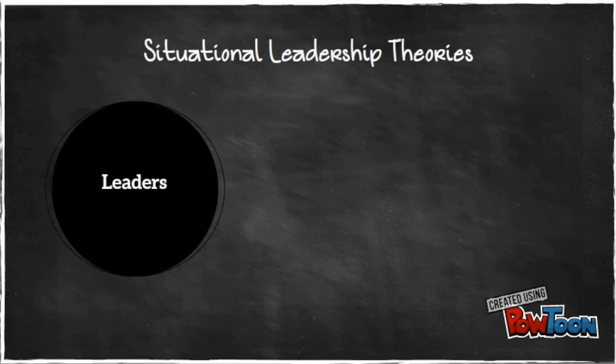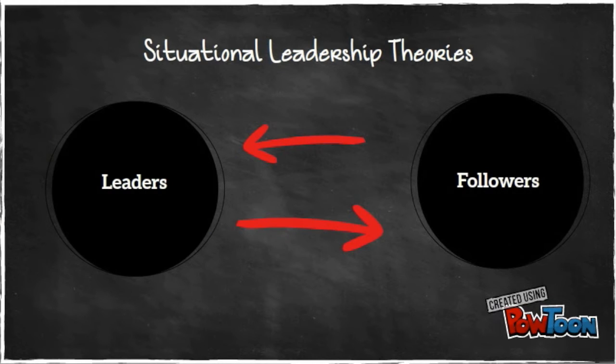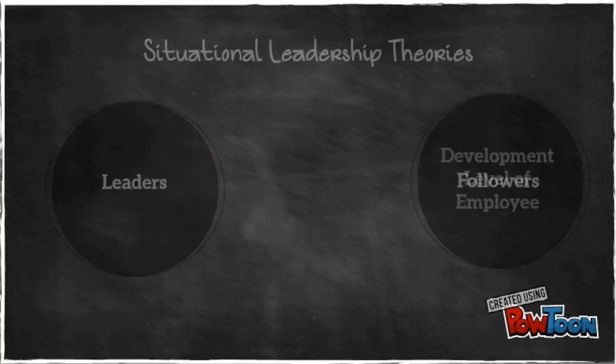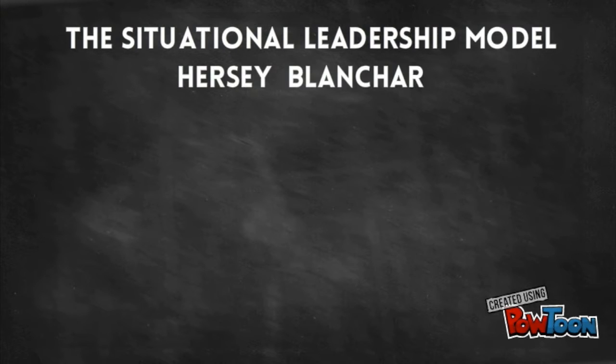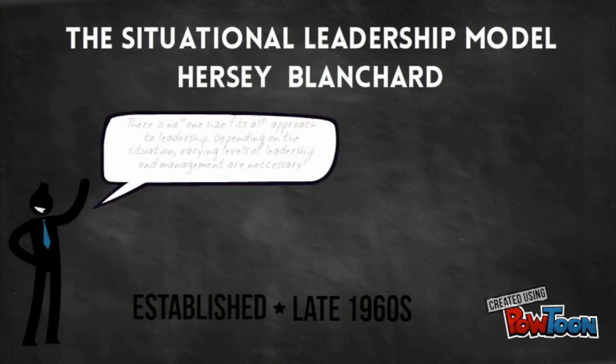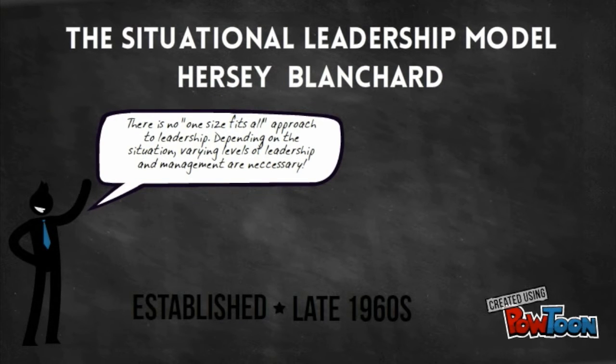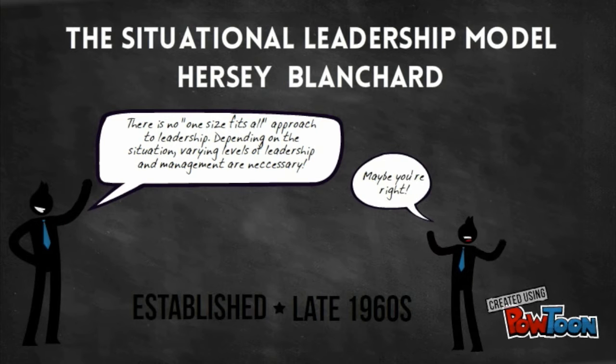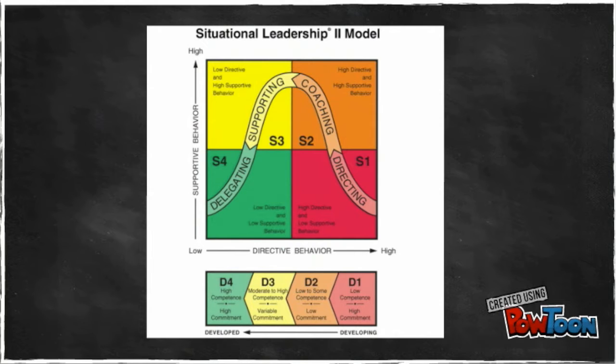The relationship between leaders and followers was central to the situational leadership theories that emerged as trait theory fell into disfavour. The most prominent of these theories is the situational leadership model developed by Hersey and Blanchard in the 1960s. They suggested that there is no one-size-fits-all approach to leadership. Depending on the situation, varying levels of management are necessary. According to the Bass Handbook of Leadership 2008, the most effective leadership matches the leader's orientation with the subordinate's maturity.